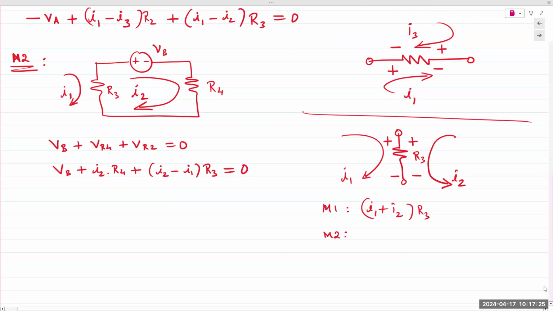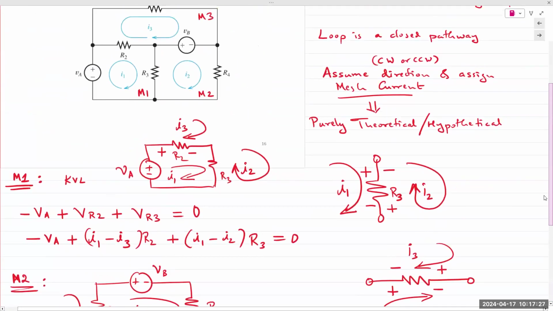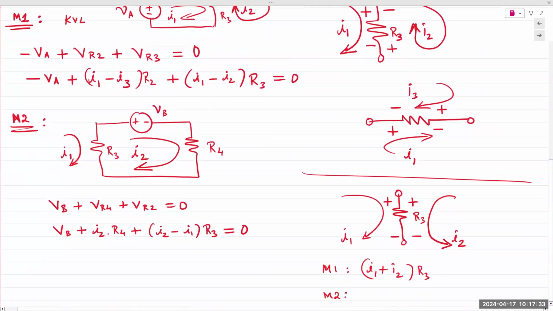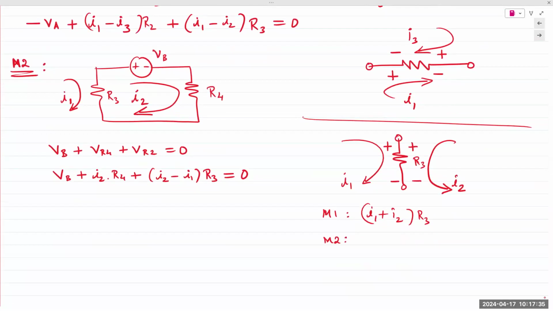What happens when I get to mesh 2? Mesh 2 is here. If my I2 was opposite, what would be the voltage drop? And that's why it doesn't matter what direction you assume for your mesh currents.